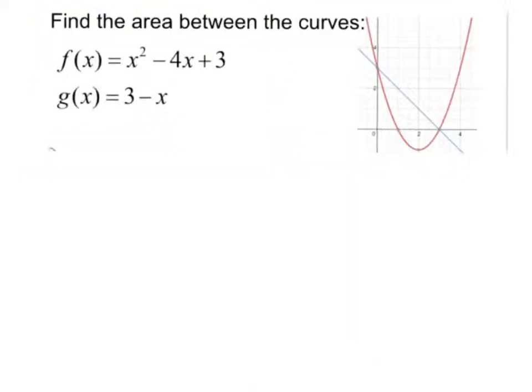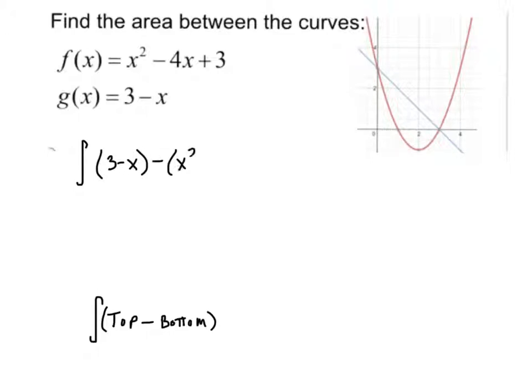And a quick review of finding the area between two curves. Okay, and again, I'm assuming you have seen this before in Calc 1. Finding the area between curves, we always, of course, do the integral of the top function minus the bottom function. So in our case, we get the integral. 3 minus x is on top. The parabola is on the bottom.